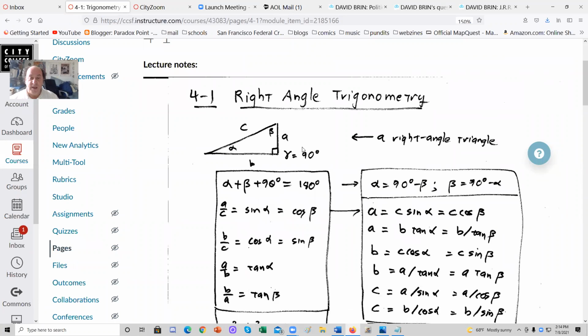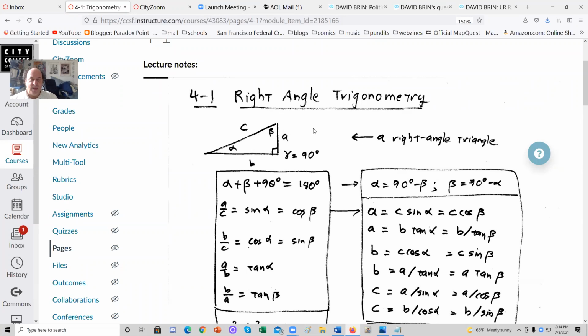So this would be a triangle like this, where the angle gamma is 90 degrees, and they have therefore two angles, alpha plus beta. Alpha plus beta plus 90 is 180. So alpha and beta are 90 degrees minus the other, complementary angles. Opposite alpha is side A, opposite beta is side B, opposite the 90-degree gamma is side C.